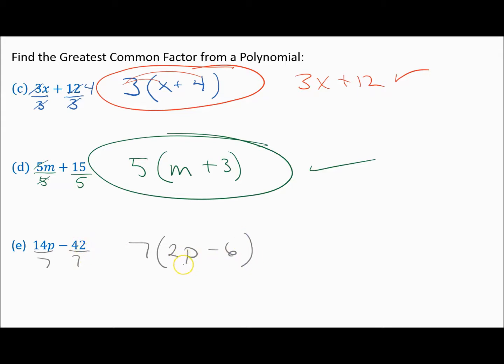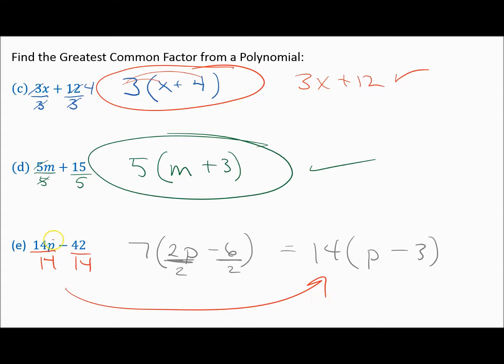But look, we still have a greatest common factor. 2 and 6 can both be divided by 2. So that 2 has to come out front. So actually it was 14 that would divide into both of those. And that's going to leave p minus 3. Or right over here in the beginning, when we divide each of those by 14, it just goes straight to there. The 14 comes out front, the 14s cancel, it leaves me p, and 14 divides into 42 3 times. Of course, you can distribute it back out to check yourself.